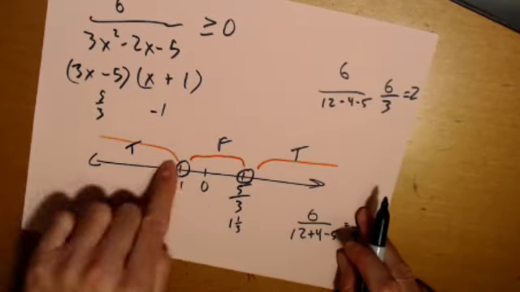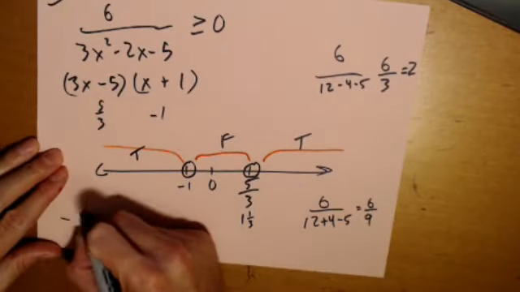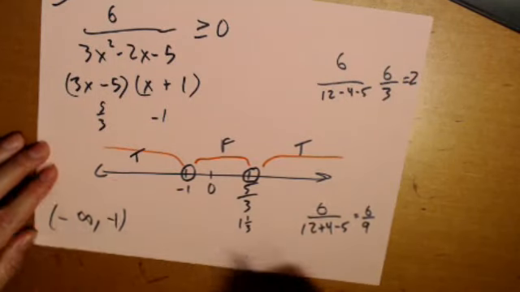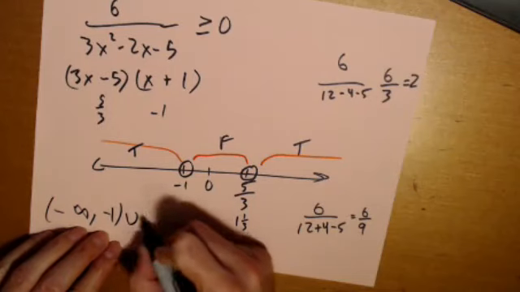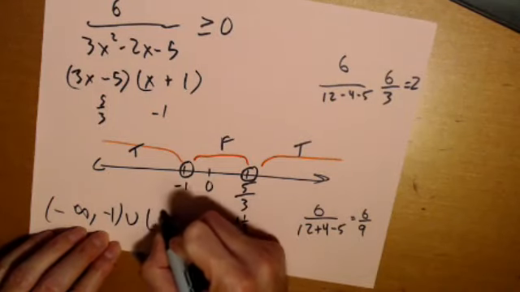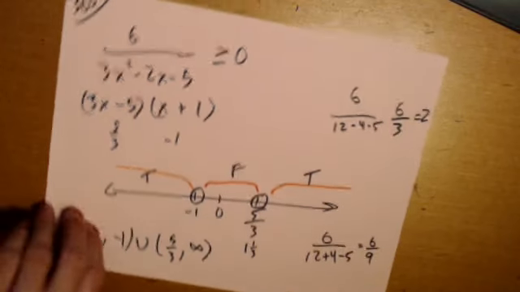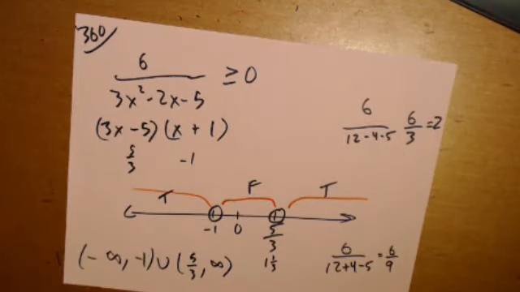Okay, so now we have our picture. Let's describe where it's true. From negative infinity all the way to negative 1, open circle, parenthesis, parenthesis. Infinities always get parentheses. Union, and then from 5/3 all the way to infinity. All right, this is totally making sense.